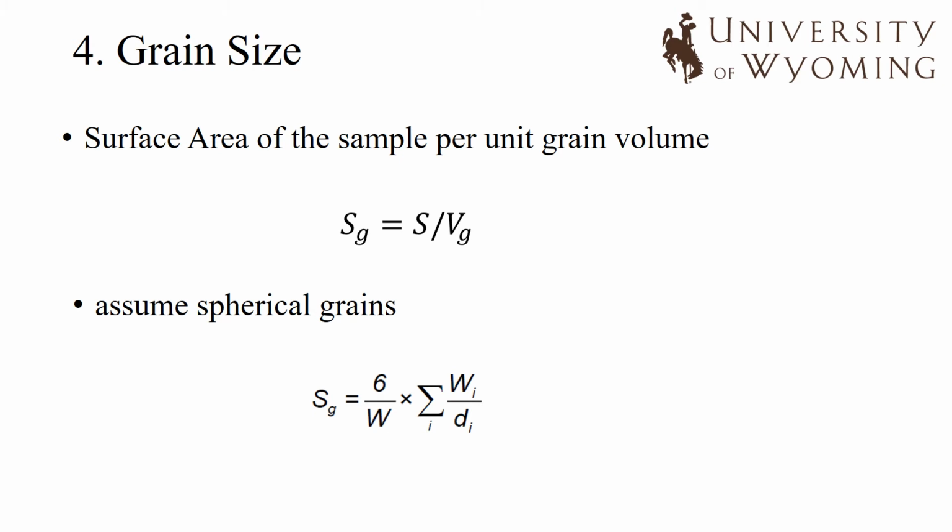And also you can get the surface area of your grains using this equation, which is 6 divided by the total weight of all your sample, multiplied by the summation of each weight accumulated on a sieve by the diameter of the opening of the sieve. So when you have the summation of this for all the sieves, you multiply it by 6 over the total weight and you get the surface area of your sample.